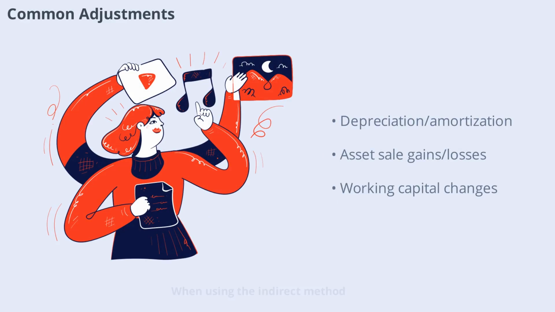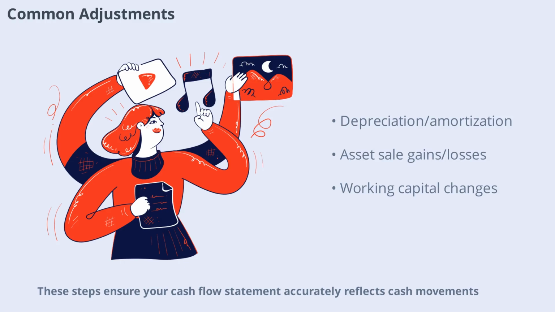In using the indirect method, common adjustments include adding back depreciation and amortization and accounting for gains or losses on asset sales. You'll also adjust for changes in accounts receivable, inventory, and accounts payable. These steps ensure your cash flow statement accurately reflects cash movements.